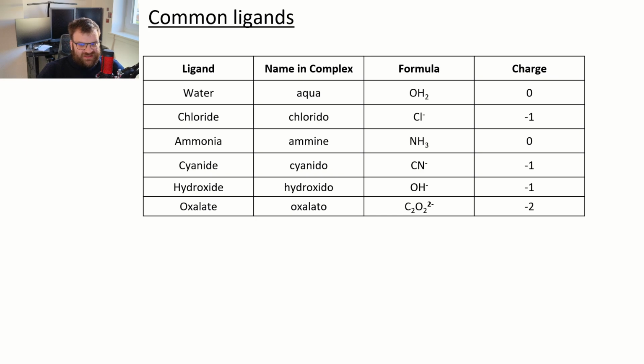Coming to the formulas, water is written as OH2. This is because the oxygen is what has the lone pairs which allow it to bond to the metal ion, and that's why we write it as OH2 instead of H2O. And you have your different charges as well, what you need to be aware of.